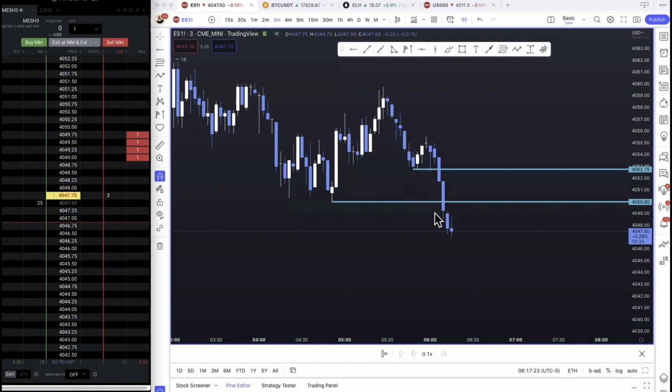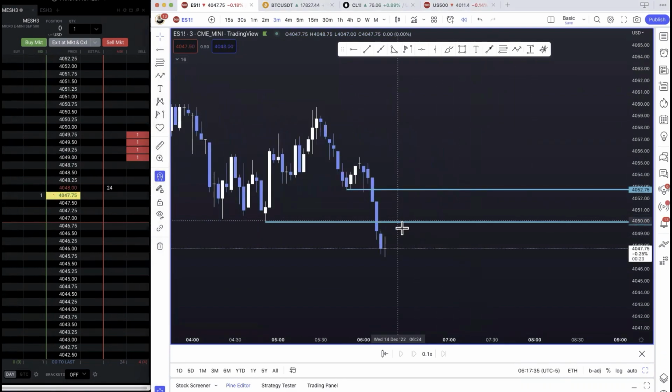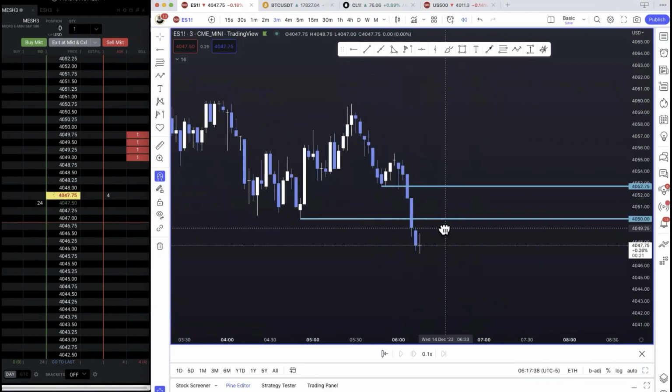So I got price coming back up to this backside. And so I spread out some orders here to go short from 49 to 50 because the backside's at 50. I'm not too worried about the 2 candle clearance at this moment. This is just for demonstration purposes.